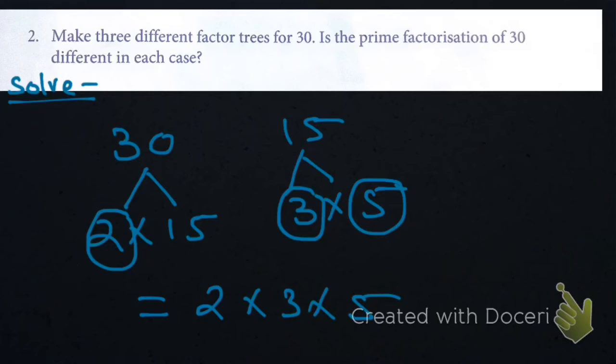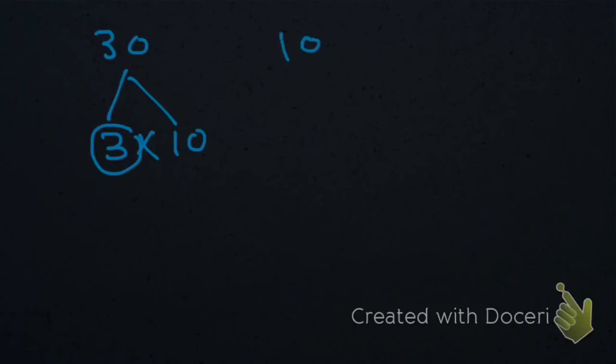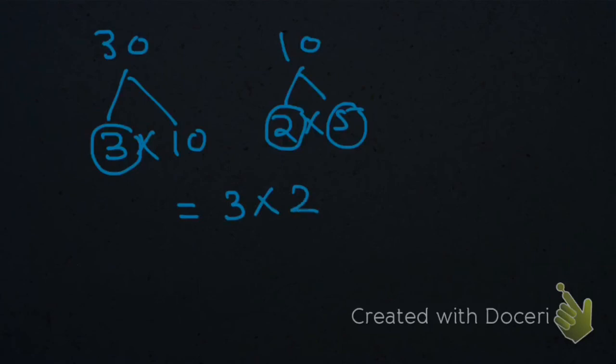Again we can write 30 as what? Here we had written 2 into 15. We can also write it as 3 into 10. Here you can see that 3 and then 10. 10 we can write as 2 into 5. So what is our answer? 3 into 2 into 5.